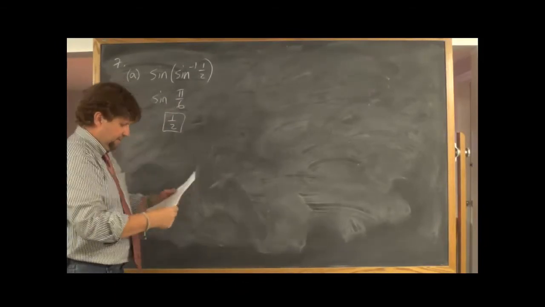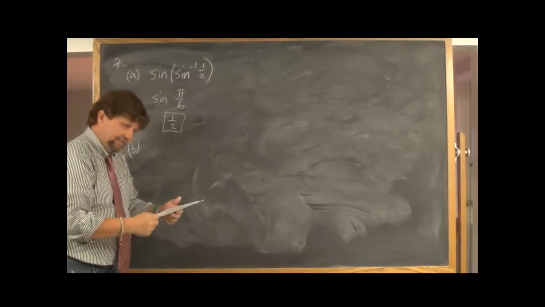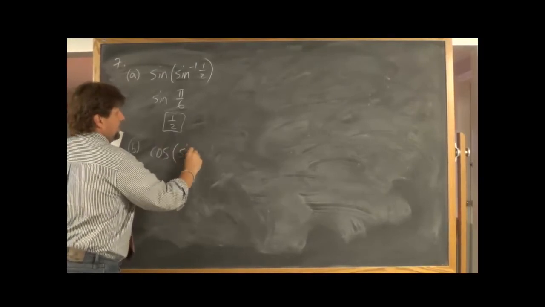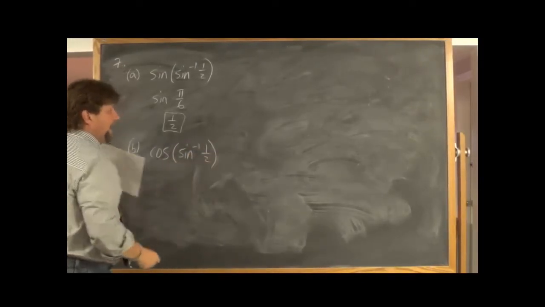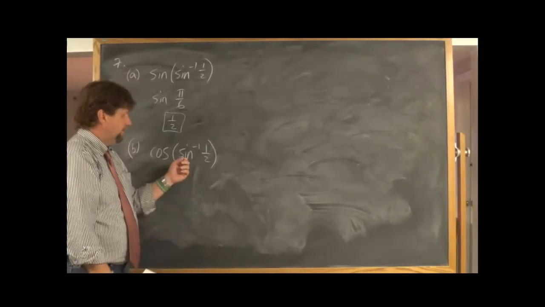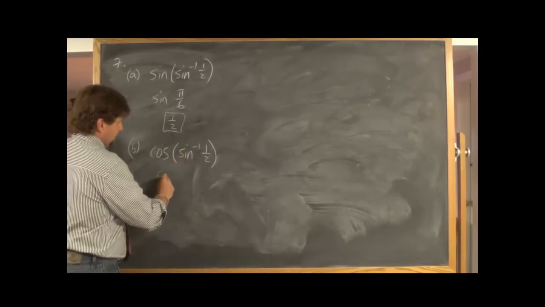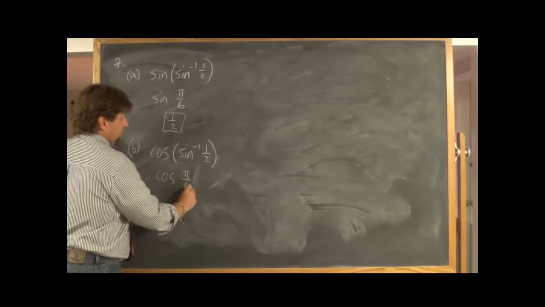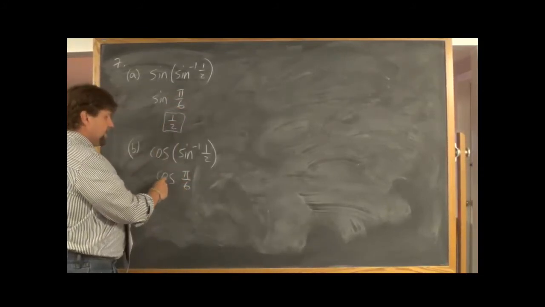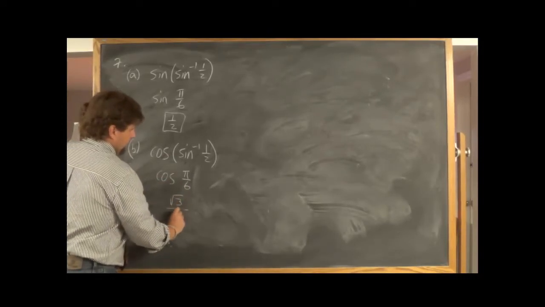For B, not quite as straightforward, but still friendly. What's the cosine of the inverse sine of 1/2? Well, you just take it a step at a time. What's the inverse sine of 1/2? Inverse sine of 1/2 is pi over 6. Well, we just did that up here. Now, what's the cosine of pi over 6? That's square root 3 over 2.